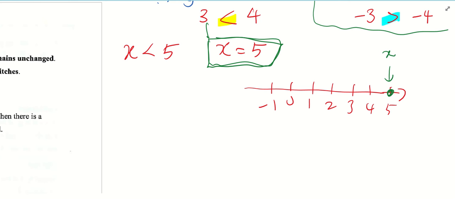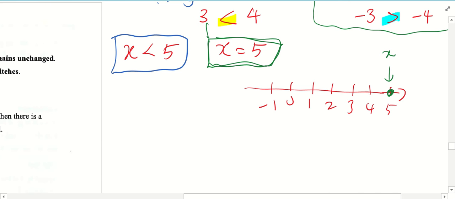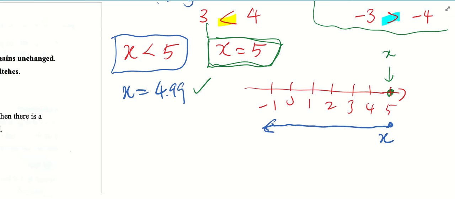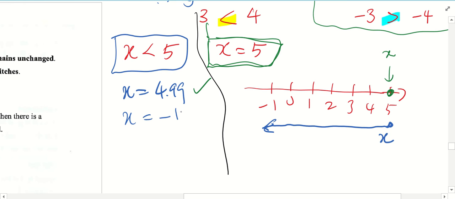But if we say x is smaller than 5, then we have something interesting. That means any number that is smaller than 5 can be a possible value of x. For instance, x equals 4.99 is a possible value. Let me divide this part. X is 4.99 is possible. What else? X is negative 1000 is also possible because it is smaller than 5.